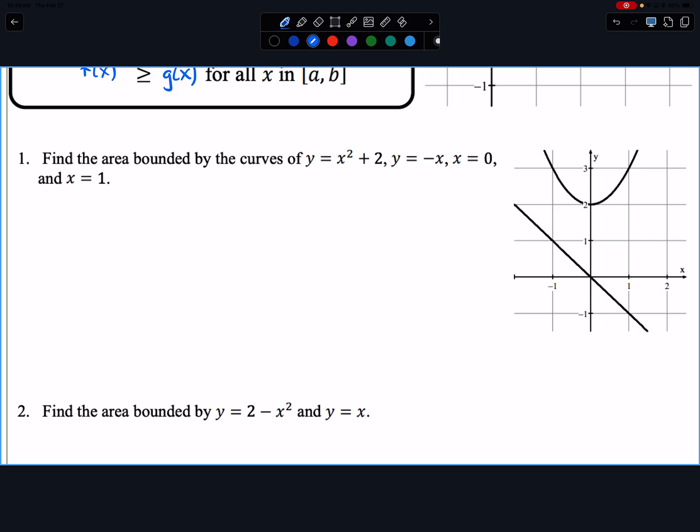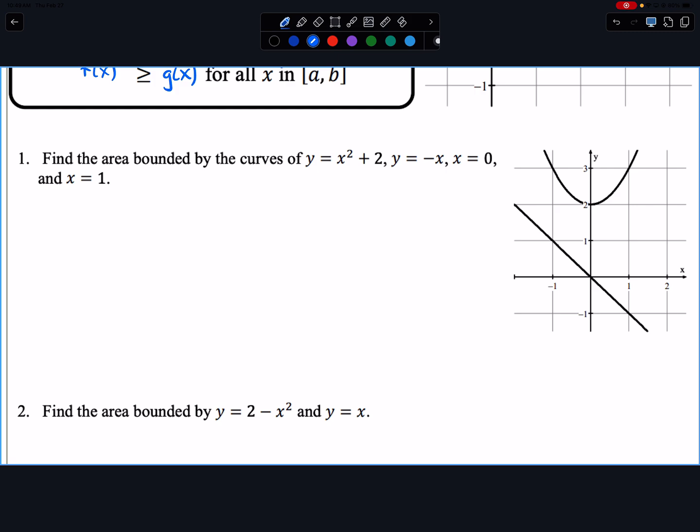This is going to require us to remember what some functions look like. It says find the area bounded by the curves of y is equal to x squared plus 2, y is equal to negative x, x is equal to 0, and x is equal to 1. So this problem's nice because they gave us the graph already. But do you guys think, just from the level of this class, that you will always have the graph? And the answer is no. So you're going to have to remember what some graphs look like sometimes.